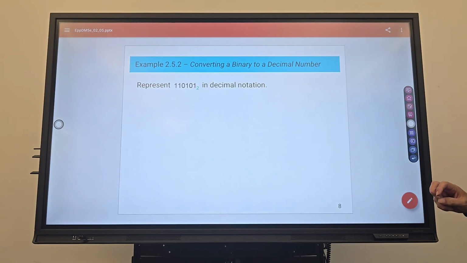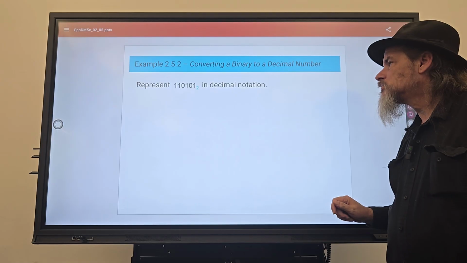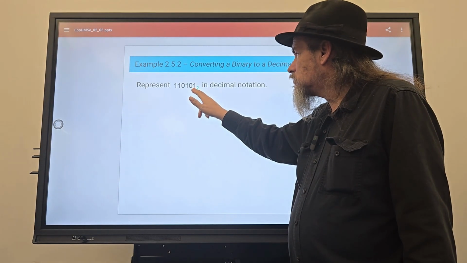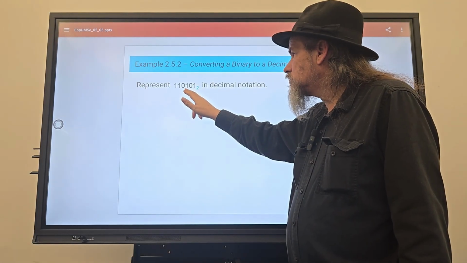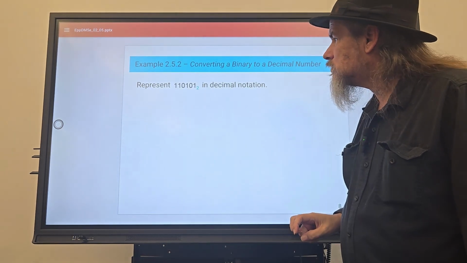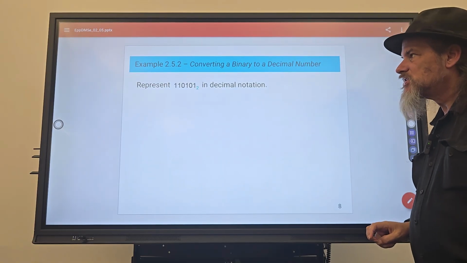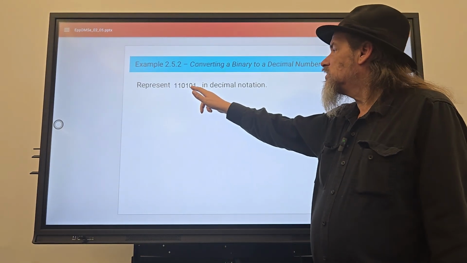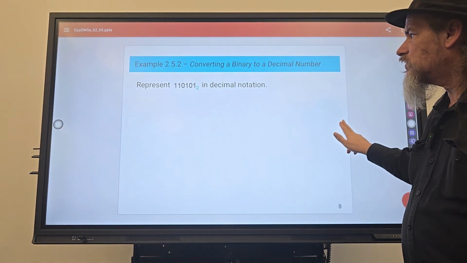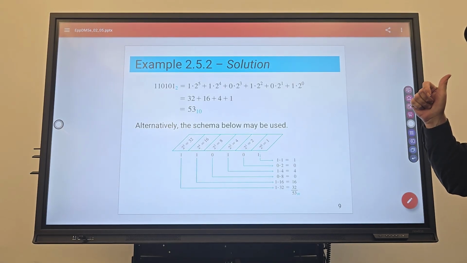Represent 110101 in decimal notation. Well, 1 in the ones position, 1 in the fours position, 1 in the 16s, 1 in the 32s. So 16 plus 32 is 48, plus 4 is 52, plus 1 is 53. So it should be 53. Yeah. Woohoo, I can do basic math.